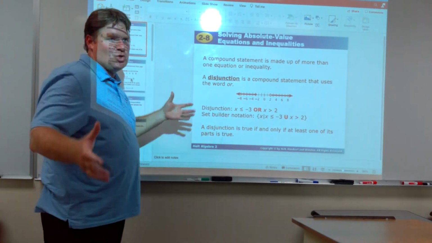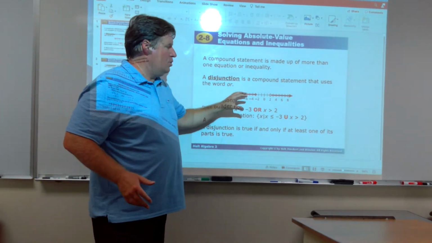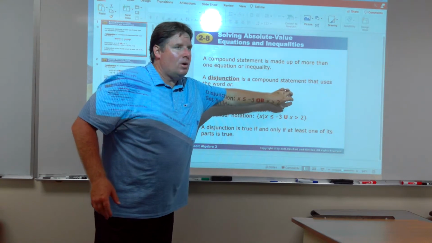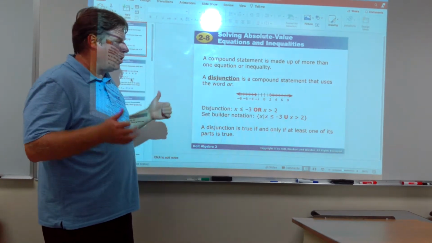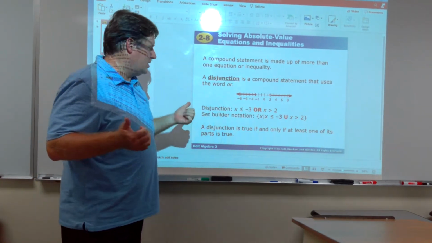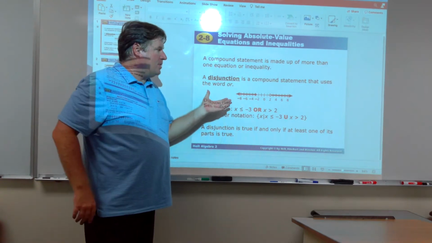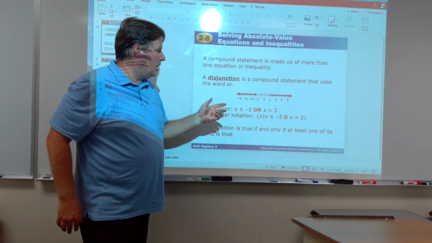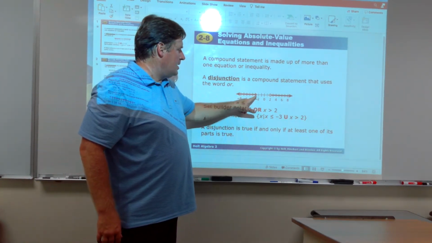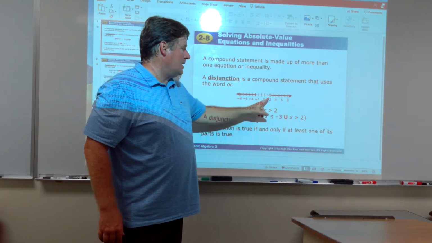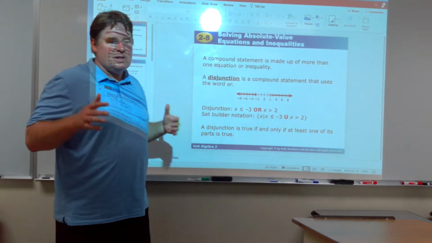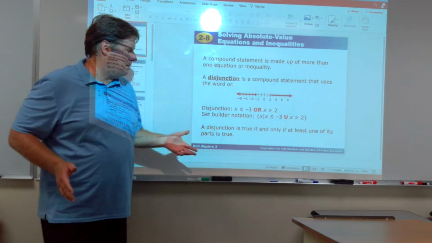Disjunction means it's disjoint. We either have two parts. We're either here or we're here. So think disjunction, or. We're kind of going in opposite directions here. So if we were to describe this, this is a compound inequality where x is less than or equal to -3, or x is greater than 2. Remember, we use the or because you got to be one or the other. You can't be in both at the same time.